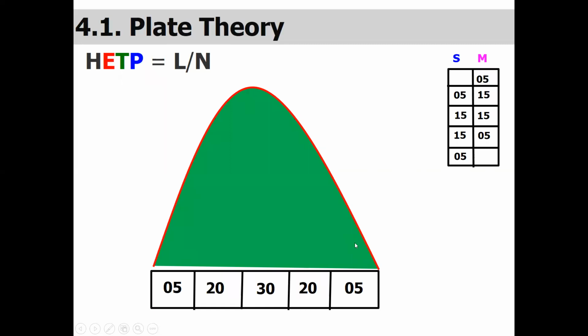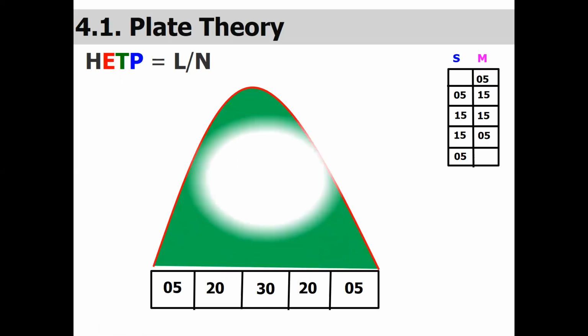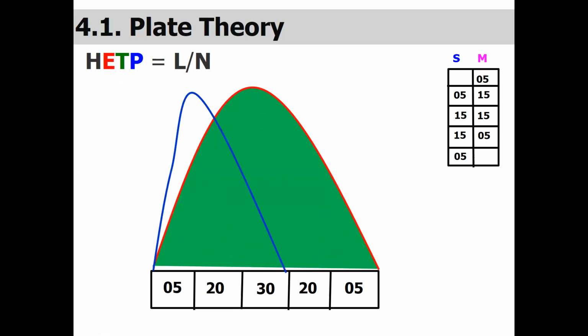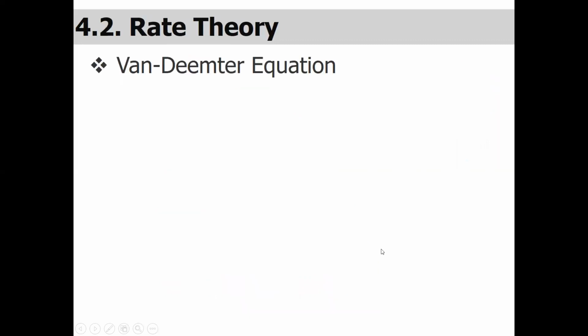Now, just remember, by increasing the theoretical plates, the separation will be much better, while when we have fewer theoretical plates, the separation will not be so good, like in this way. Say for example, if this compound has only three theoretical plates, this will be the separation peak, and vice versa.